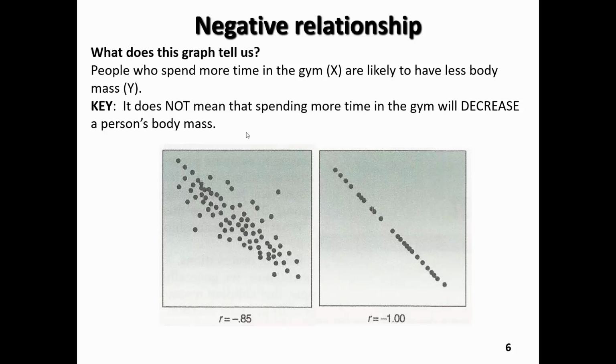However, it's important to note that in a study like this, the finding would not mean that spending more time in the gym will decrease a person's body mass. These data were collected from each person only once. In order to try to establish a cause and effect relationship between these two variables, a different experimental design would have to be incorporated. So body mass is our key criterion variable, and gym time is our predictor variable.